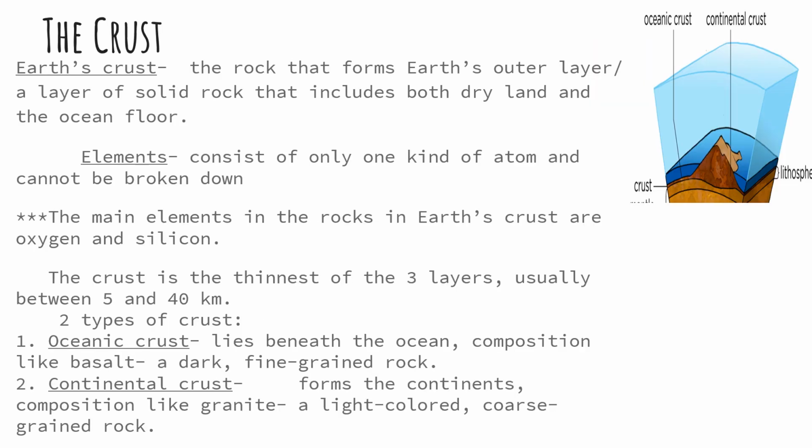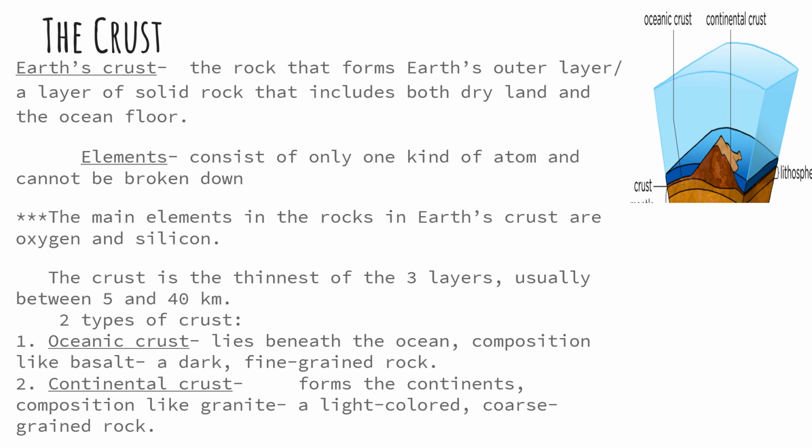So the first layer in Earth's system is the crust. The Earth's crust is the rock that forms Earth's outer layer, a layer of solid rock that includes both dry land and the ocean floor. Elements consist of only one kind of atom and cannot be broken down. The main elements in the rocks in Earth's crust are oxygen and silicon. The crust is the thinnest of the three layers, usually between 5 and 40 kilometers.